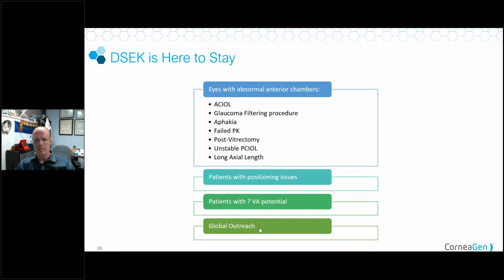So DSEK can lend itself to global outreach a little bit better, except to say if it's somewhere that you're going where you have to prepare your own tissue, I can prepare my own DMEK tissue with very little tools, where the things that you need to prepare DSEK tissue is more complicated. So that would be an exception to that.